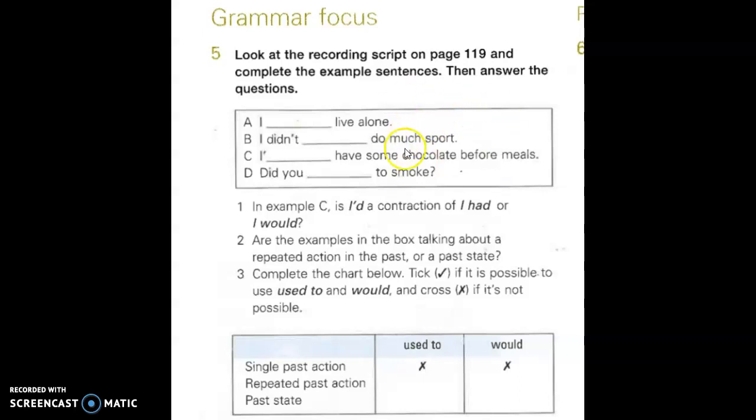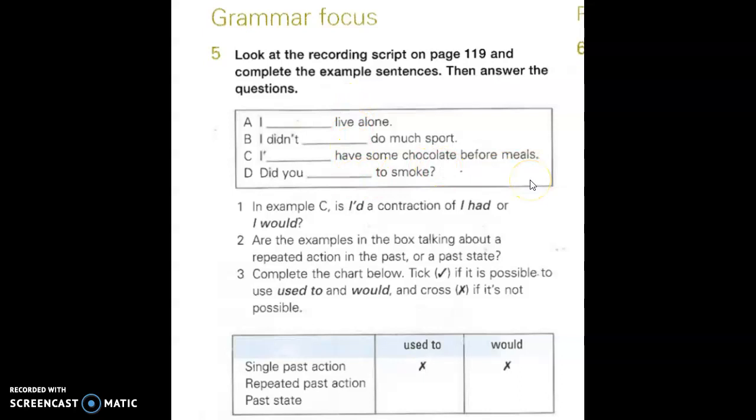So here they ask you to look at the tape script and fill in the gaps. I mean, if you don't want to do that, you could just have these as complete sentences. There's no problem with that at all. So complete sentences, one example with would and 3 examples with used to. We've got a positive, a negative and a question form.